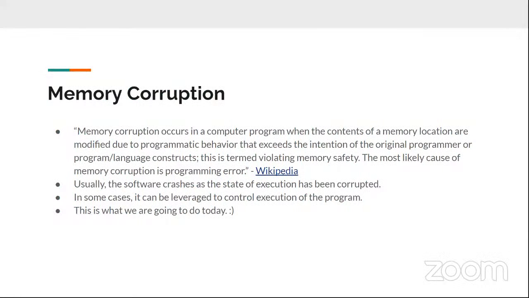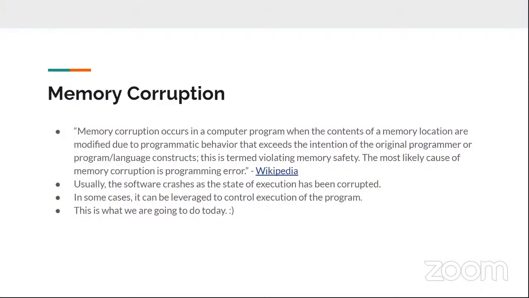Now, as per Wikipedia, memory corruption occurs in a program. On a very simple scale, or in a very simple language, memory corruption is when the memory contents of a location are corrupted because of an action which was not supposed to do it. For example, let's suppose you are modifying the contents of memory location 3, but the content of memory location 4 is also changed as an effect of your action. So that is an example of memory corruption.